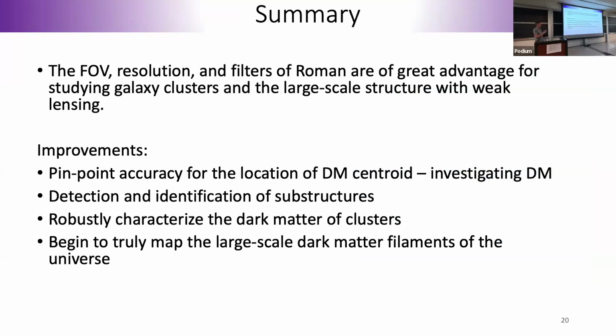So in summary, the field of view, resolution and filters of Roman are of great advantage for weak lensing studies and the large-scale structure. And I think the biggest improvements will be on pinpoint accuracy for the location of dark matter centroids, which is very important for constraining things like the self-interaction cross-section of dark matter. Detection and identification of substructures, so we can understand how these clusters have built up, robustly characterizing the dark matter of clusters, and start to map the large-scale dark matter filaments of the universe. Thank you.